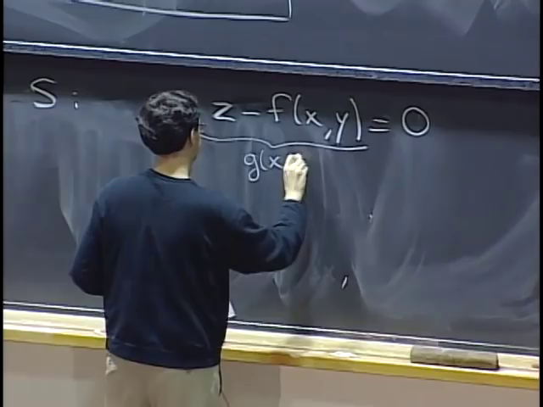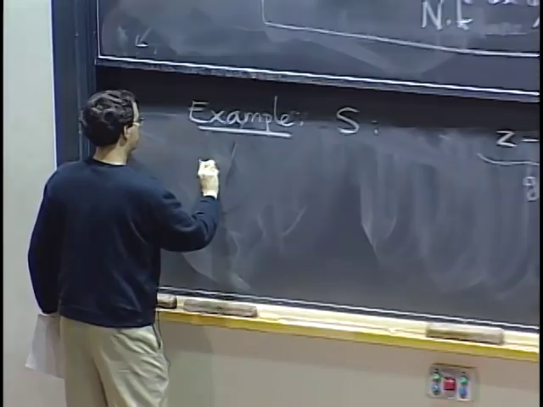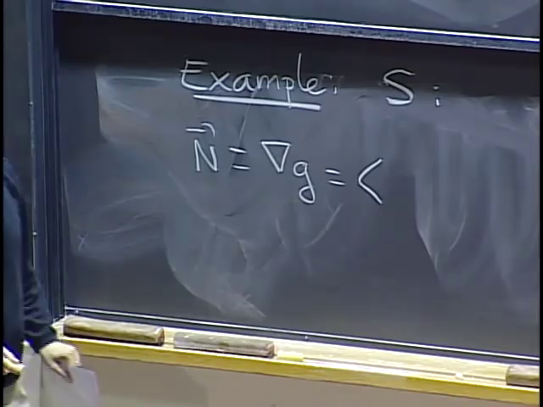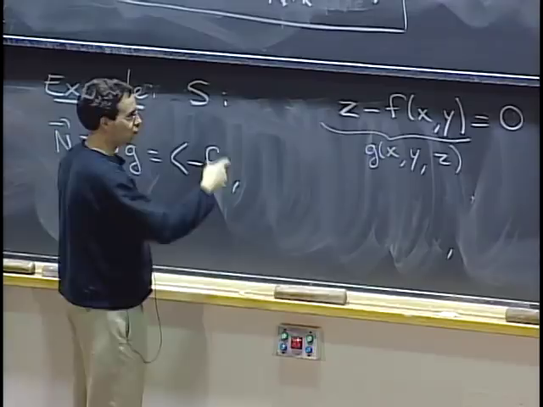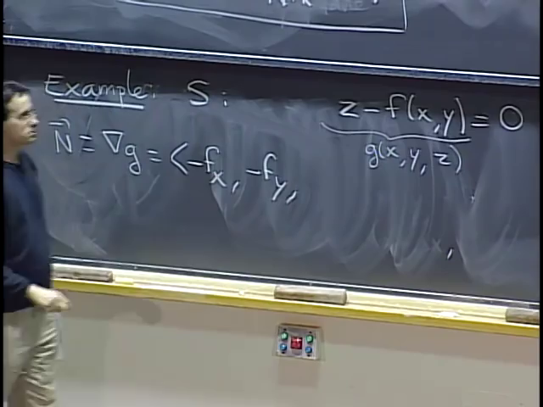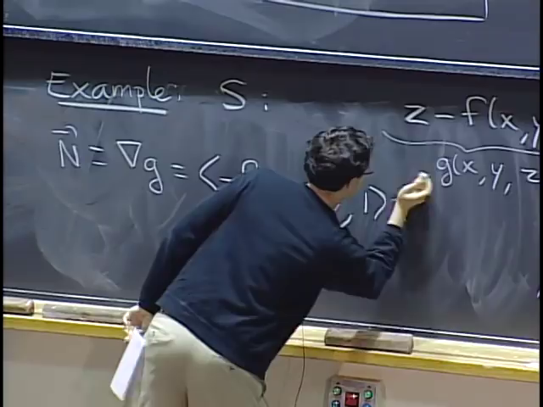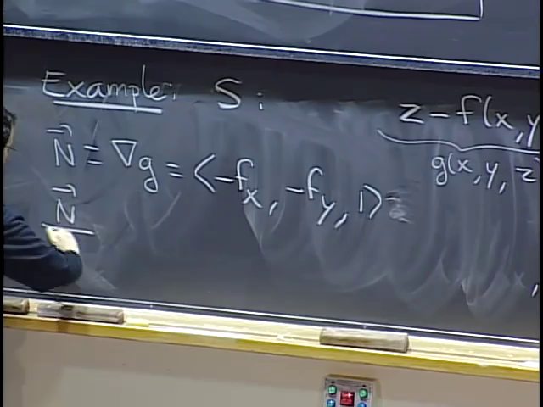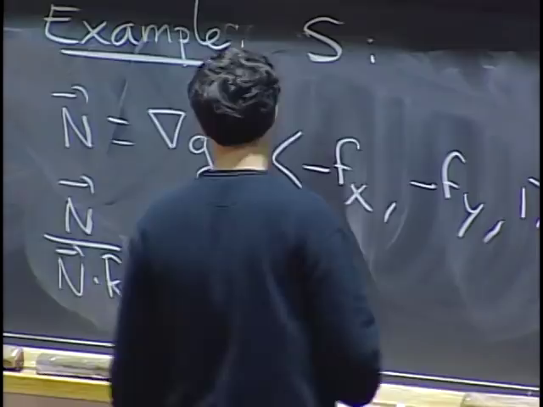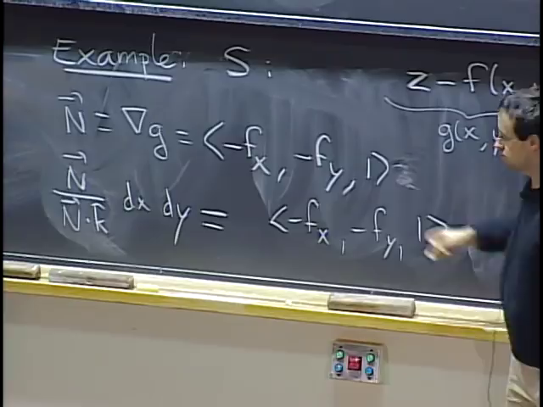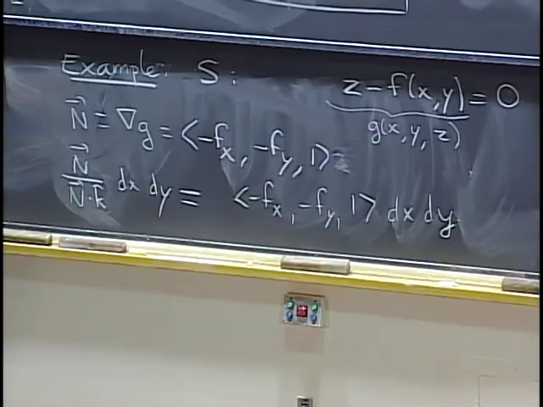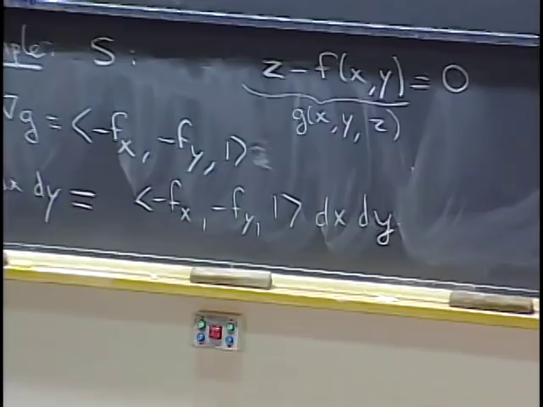Well, so now let's look at the normal vector. The normal vector would be the gradient of g, we said. What's the gradient of this function? Gradient of g, partial g partial x, that's just negative partial f partial x. The y component, partial g partial y, is going to be negative f sub y, and g sub z is just 1. So now, if you take n over n dot k dx dy, it looks like that's going to be negative f sub x, negative f sub y, 1, divided by, what's n dot k? If you do that with k, you'll get just 1. So I'm not going to write it, dx dy. See, that's, again, our favorite formula. So this one is actually more general because you don't need to solve for z, but if you can solve for z, then it's the same as before.